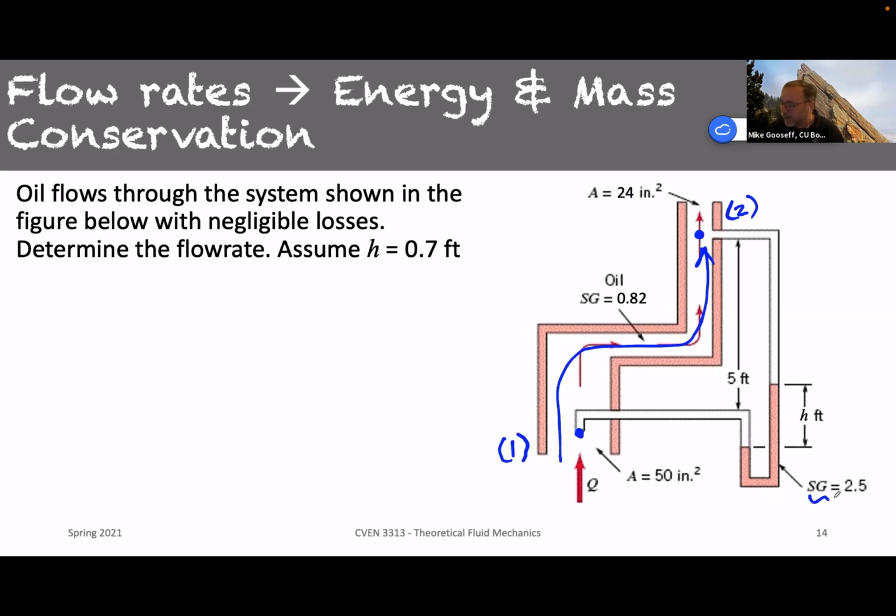You can see here it has a specific gravity of 2.5, so it's 2.5 times more dense than water. Eventually, we will get to thinking about what happens if H is 0.7, but first we're going to work through some relationships to figure this out. So oil flows through the system shown in the figure below with negligible losses.